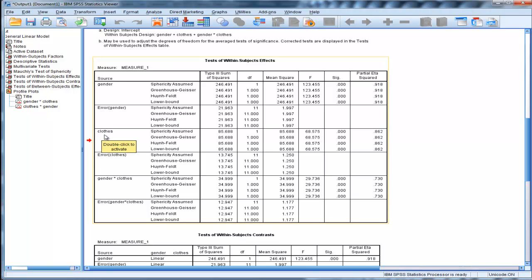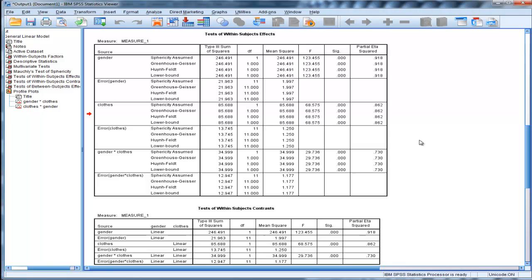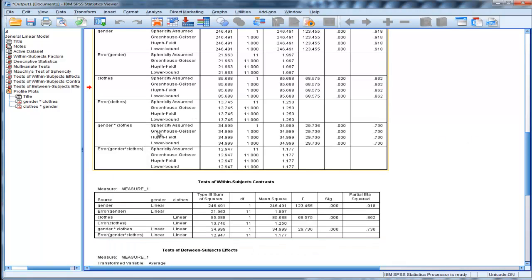Here is clothes. And clothes is also statistically significant. So whether the tester is wearing a lab coat or casual clothing makes a difference. F equals 68.57, and it's statistically significant with a partial lambda squared of 0.862. Now, we'd be interested in interpreting these main effects, but it's complicated because we also have a statistically significant interaction.